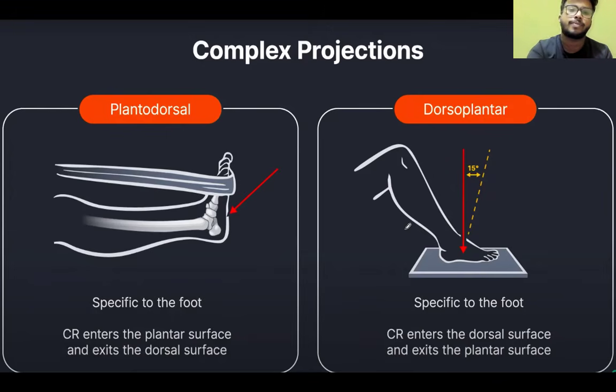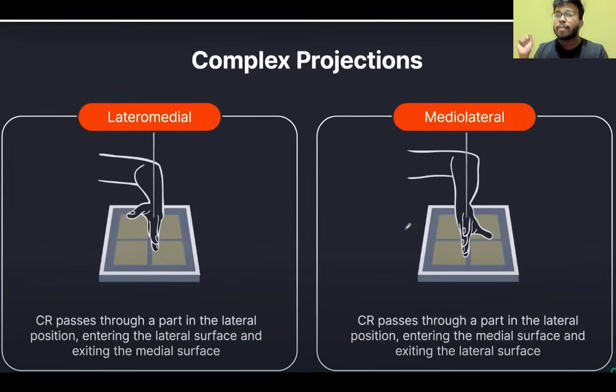Clear? Yes. Then lateromedial and mediolateral. True lateral is when the central ray enters through the lateral surface and exits through the opposite lateral. Then lateromedial means the central ray enters through the lateral surface and exits through the medial surface. Mediolateral means the central ray enters through the medial surface and exits through the lateral surface. Clear? So it is based on the entrance and exit points of the part or projection. Clear? Yes.